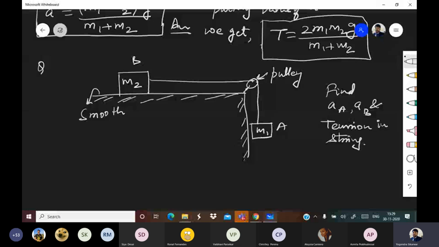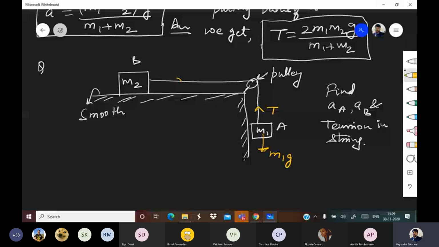So in this question, M1G will be downward, tension will be acting upward, tension will be acting here, M2G will be acting downward, and N will be acting. We are assuming that A is sliding downward, so this will slide with acceleration A towards the right. So for A, we can write M1G minus T is equal to M1A.